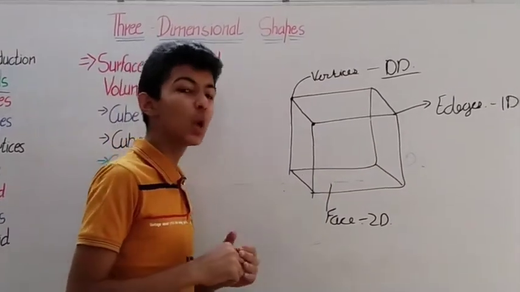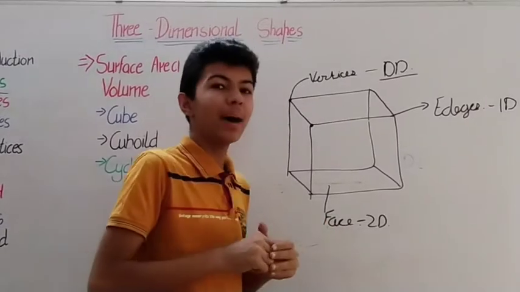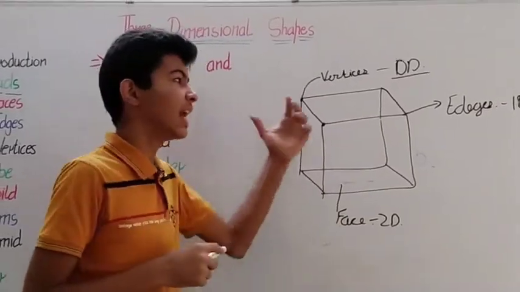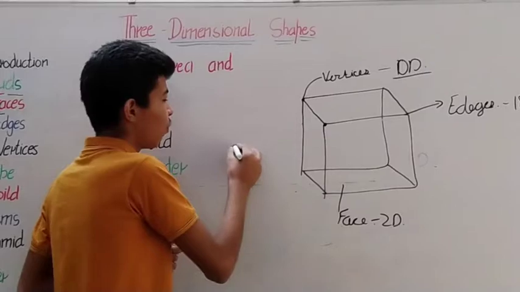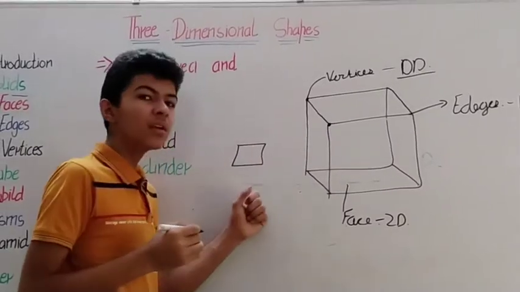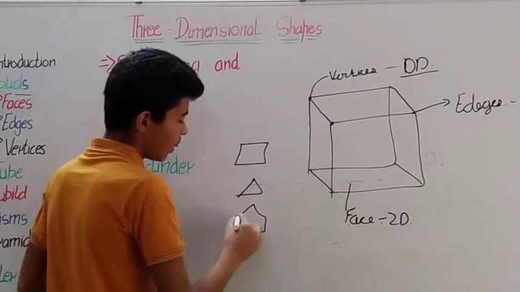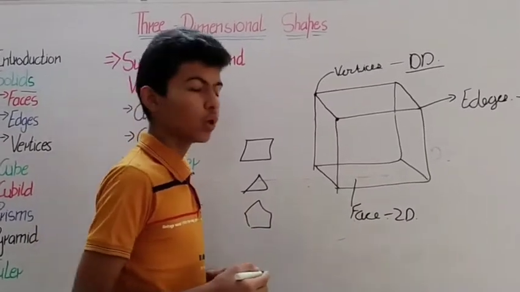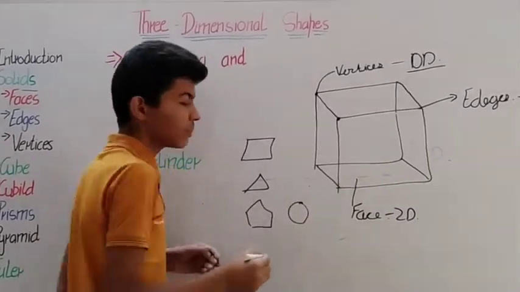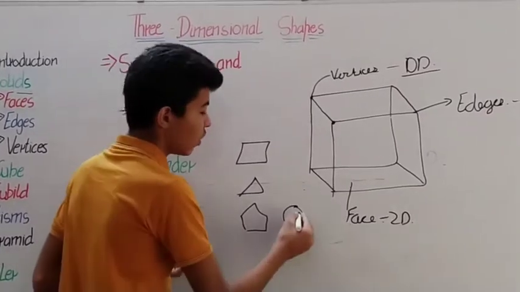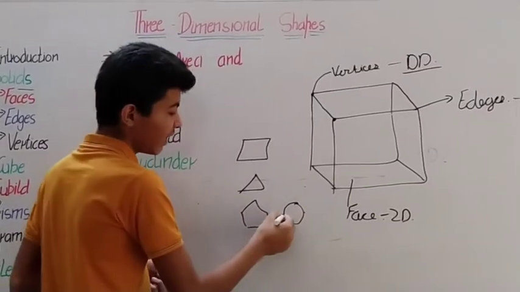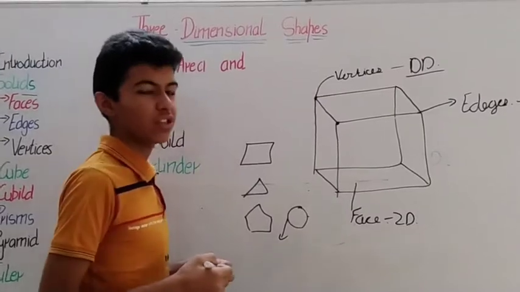Faces are the enclosed shapes made by the edges. So if I have four edges, I get a quadrilateral. If I have three, a triangle; five, I get a pentagon, and so on. In fact, a circle, which is made of infinite points, is also a shape, and this line which I have made is known as the edge.